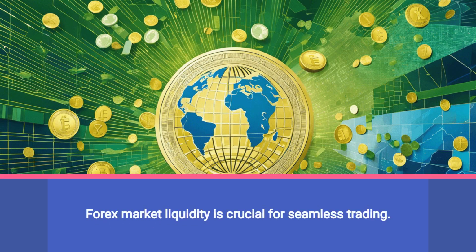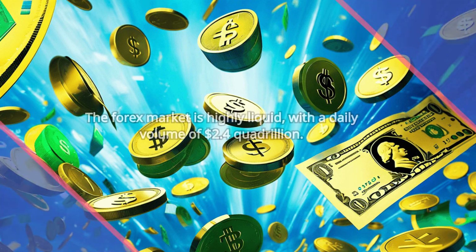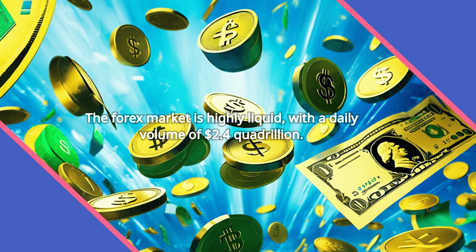Forex market liquidity is key for smooth trading. It allows currencies to be traded easily because there are lots of trades happening. Factors like global credit, economic happenings, and those who provide liquidity impact this. The Forex market has a daily volume of $2.4 quadrillion, making it the most liquid. This means traders can buy and sell quickly and at good prices, reducing risks.